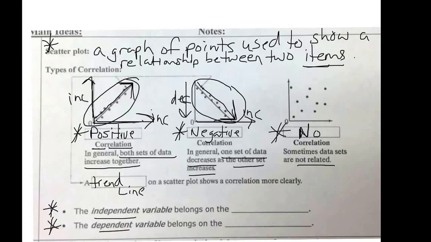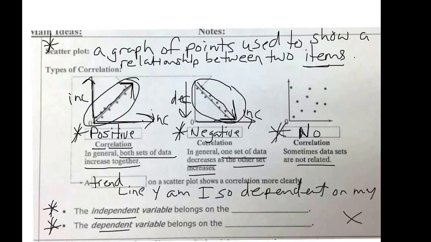We have a saying that we use up here in high school that helps you guys kind of remember that. It says, "Why am I so dependent on my X?" And so in this situation, it's asking, why am I so dependent on my ex-boyfriend or ex-girlfriend or that type of situation? And it's supposed to be just kind of a catchy phrase that helps you remember that the y is always dependent.